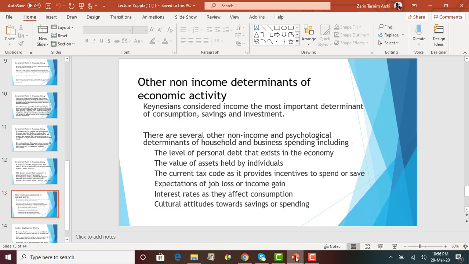Okay, the first one is the level of personal debt that exists in the economy. Now, if I have a lot of personal debt, most likely I will not be spending that much. I will be very careful in spending my money, and I will be saving some money. So in case of the worst situation, I can pay off the debts, and if I have a very low level of debt, then my consumption will be higher.